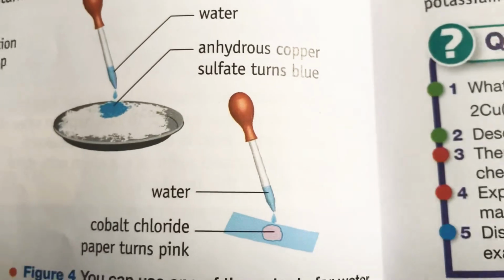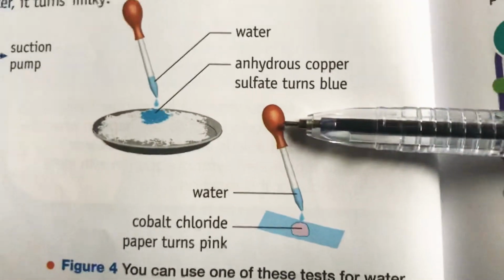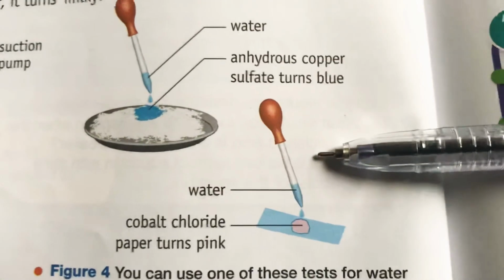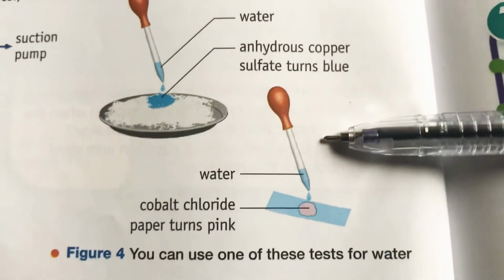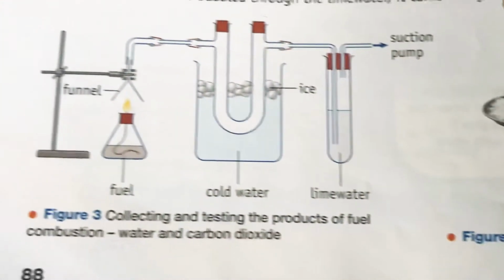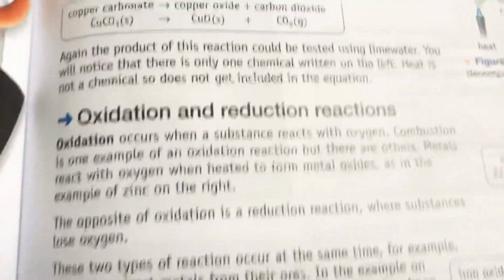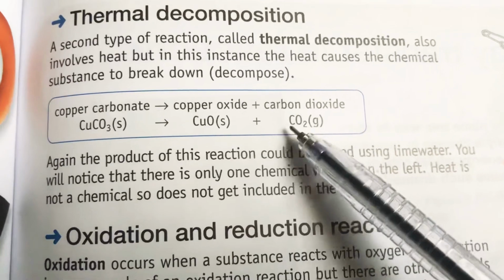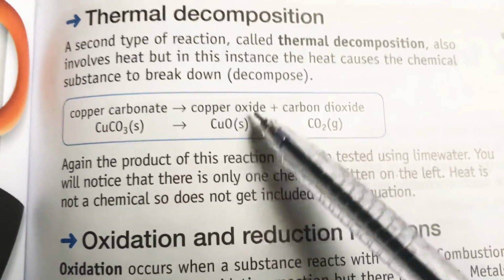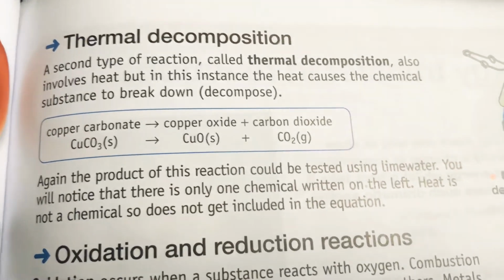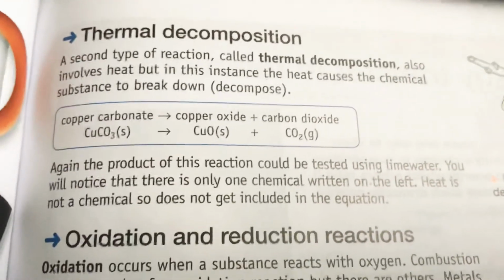Here's a quick reminder of the tests for water that should be on your leaflet. And now I hope you realise why it is that I asked you to do that leaflet. The reason is because it links to the material that we're covering today. The second class of chemical reactions is thermal decomposition. Thermal decomposition basically means if you heat a substance, it breaks down into more, simpler substances.